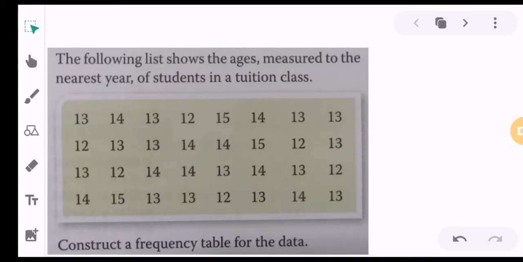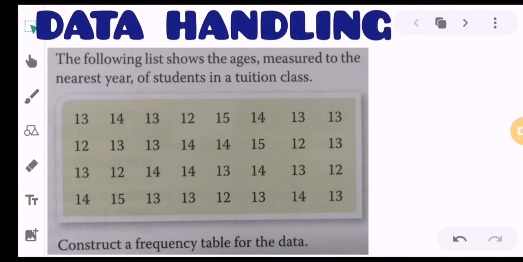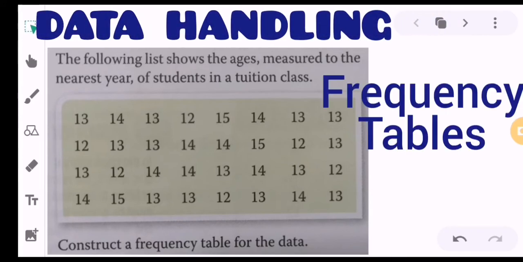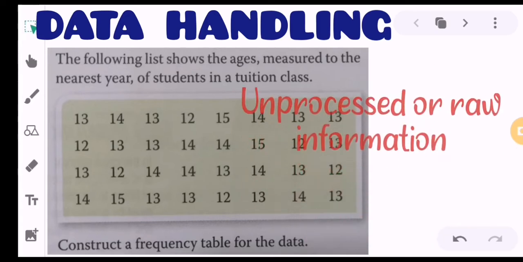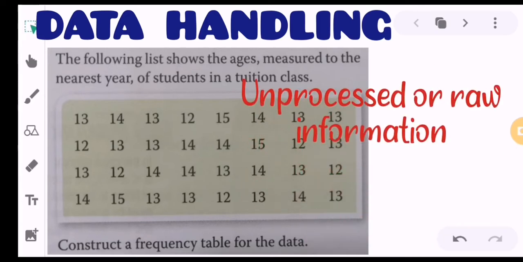In today's lesson, we're looking at how to construct or how to draw a frequency distribution table, which in short we call the frequency table. By the end of the lesson, you should be able to accurately construct a frequency table from a data given. Now, if you talk of data, data refers to information collected, unprocessed or raw information that we have gathered. We are yet to process that information.